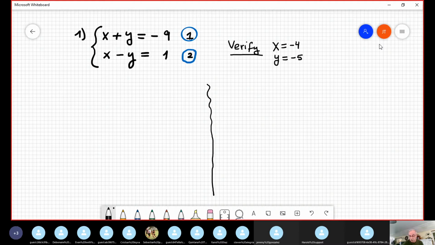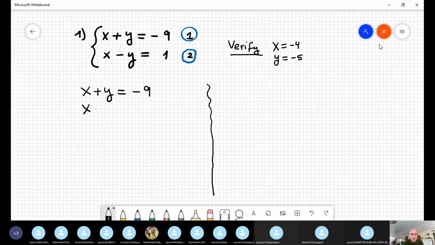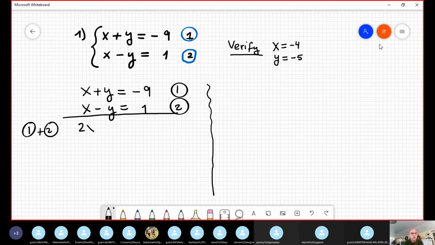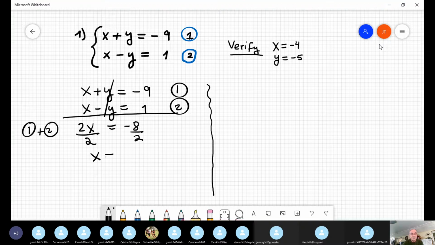But don't worry. Let's do it in both ways. For example, some students say it's super easy by elimination because I can see the coefficients of y, positive y and negative y. Therefore, adding equation number one plus equation number two, it's obvious that we have 2x here. The y cancels, and this is 8, negative 8, and negative 9 plus 1 divided by 2, x is negative 4.